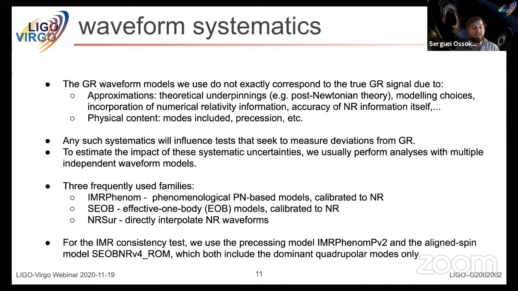Now, the three most frequently encountered families, some of which you will see in this webinar, are IMRPhenom, which is a phenomenological PN-based model, including calibrations to numerical relativity, the SEOB family, which is the effective one-body models that remap the relativistic two-body problem to an effective one-body problem, also including calibrations to NR, and finally the NR surrogate, which directly interpolates in NR waveforms where those are available. For the IMR consistency test that we're talking about, we use two waveform models, IMRPhenomPv2 and SEOBNRv4_ROM. Next slide, please.